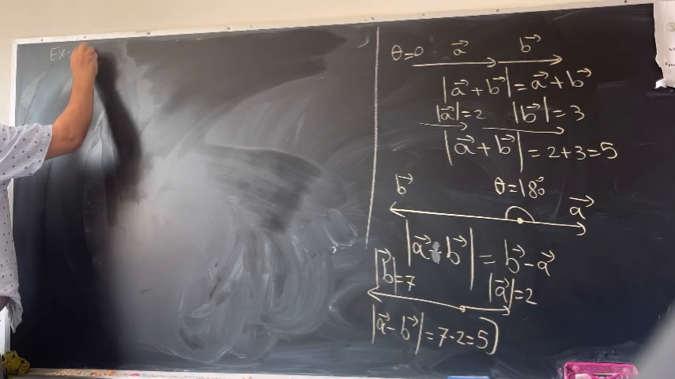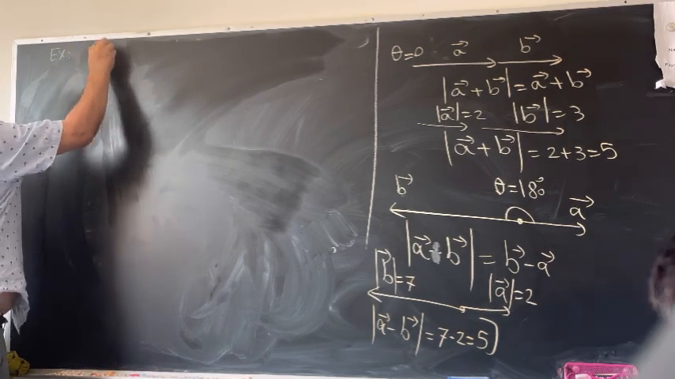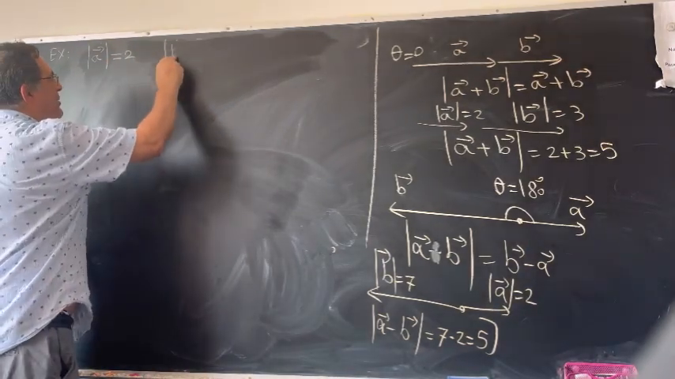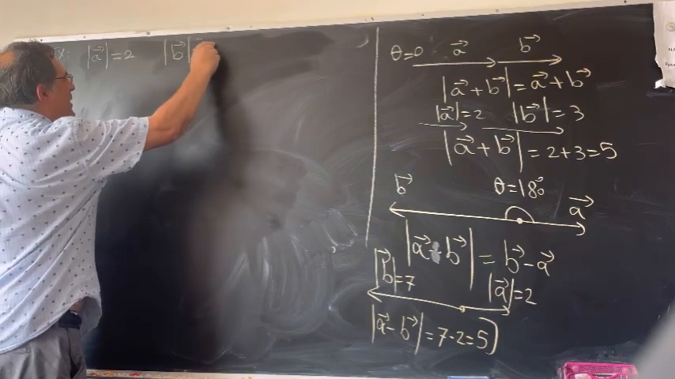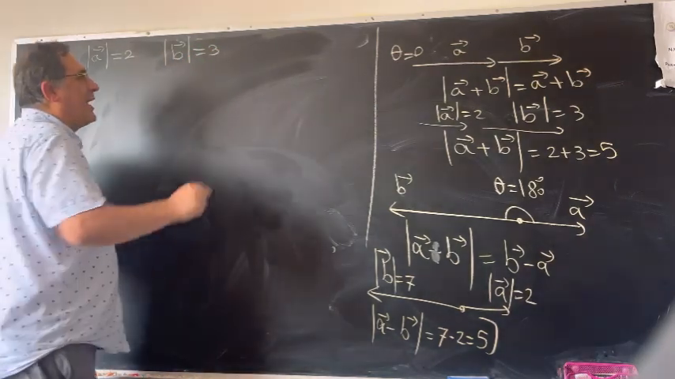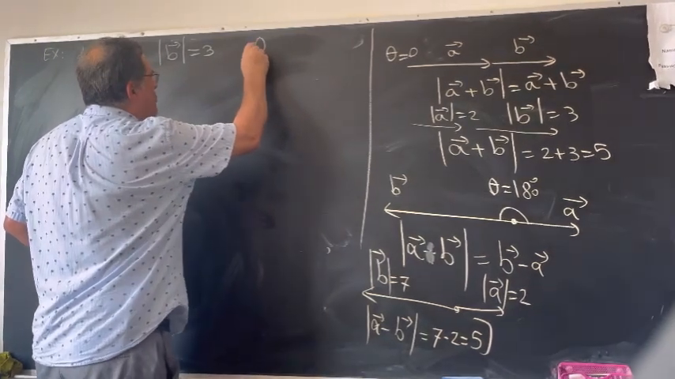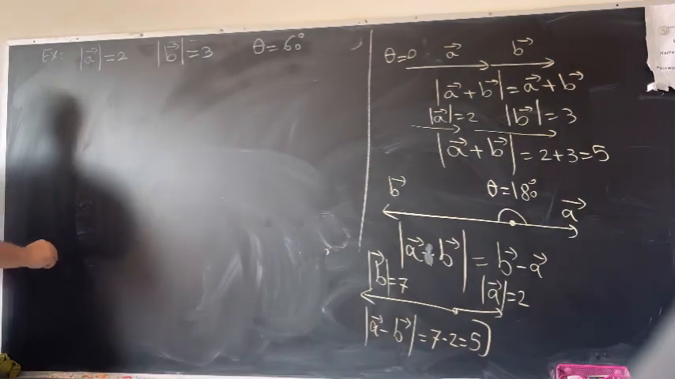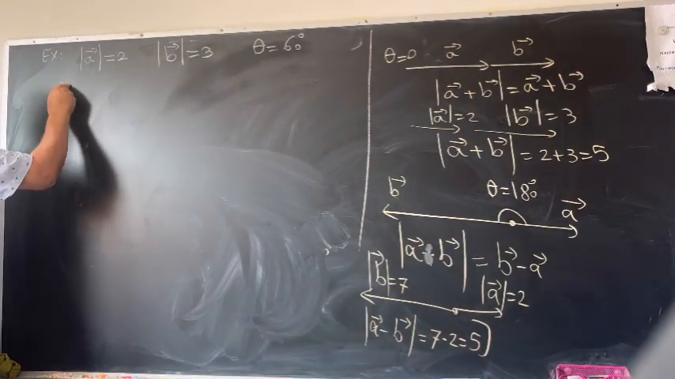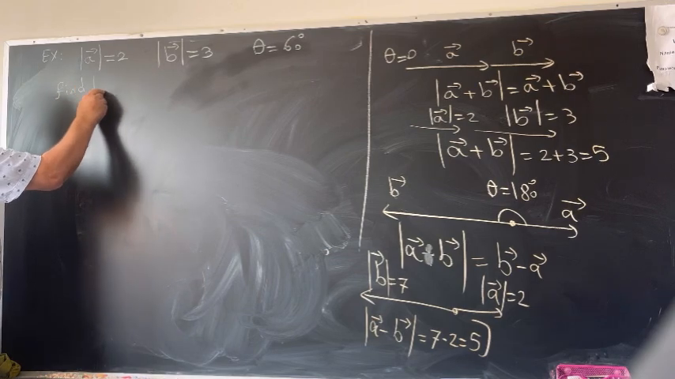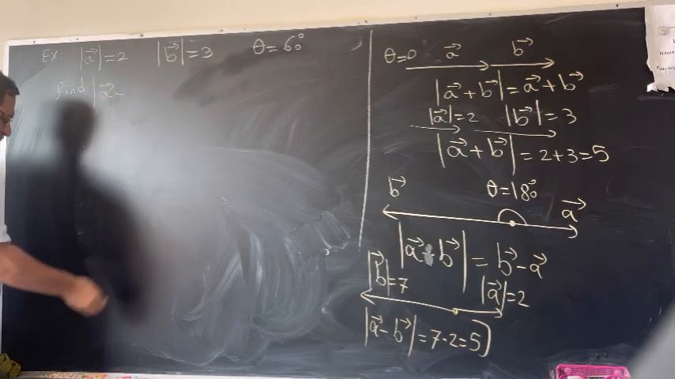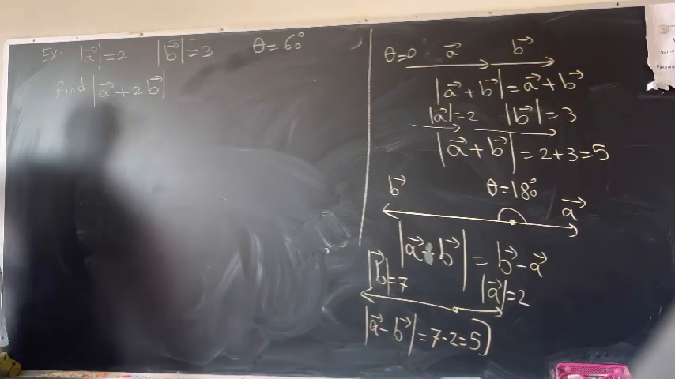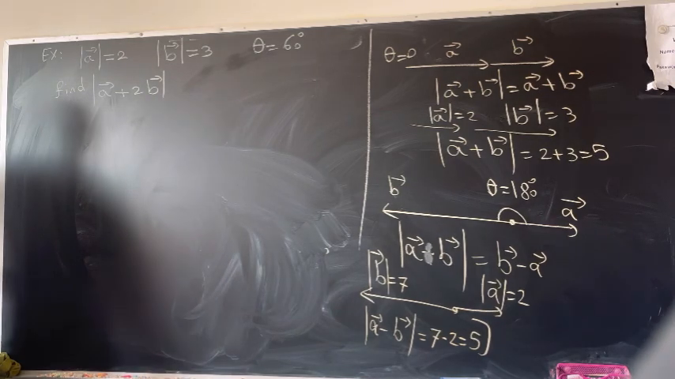Example. If the magnitude of vector A is 2 units, the magnitude of vector B is 3 units, and the angle between the two vectors is 60 degrees, find the magnitude of A plus 2B.